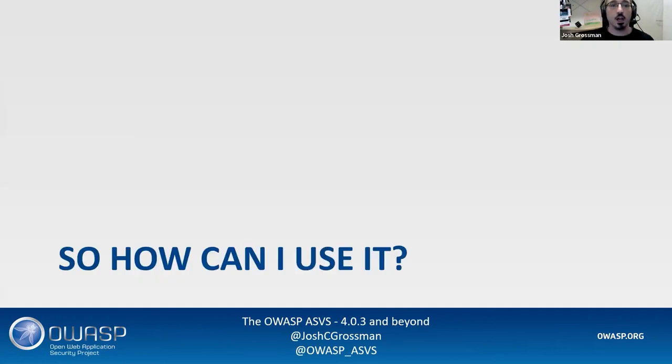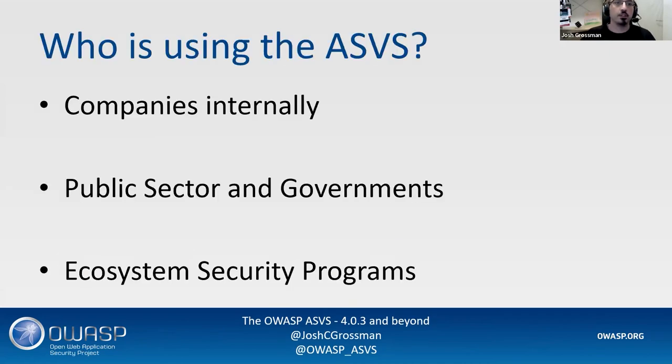So how can I use it? I guess, practical real world use. At the moment we've seen ASVS in lots of different contexts. A lot of organizations are using it internally to drive their application security processes and their application security assessments. We're particularly seeing an uptake in public sector and governmental organizations, or government itself, building it into their overall regulations for building secure software. And we're certainly seeing a lot of take up and a lot of interest in that.